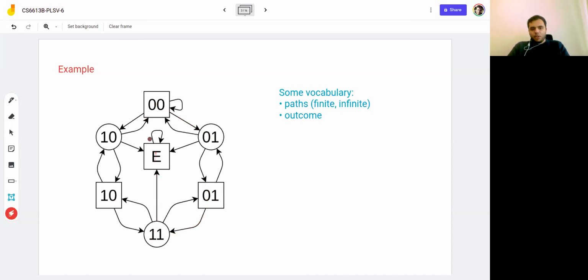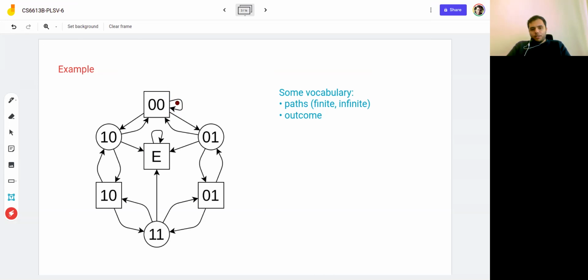And in our paths, we also allow them to have repeated vertices and edges. So for example, I can start from here and then have a path that just goes here for a finite number of steps. So that's the definition of a finite path. And then an infinite path is basically the same thing, except that it's infinite. It goes on forever.